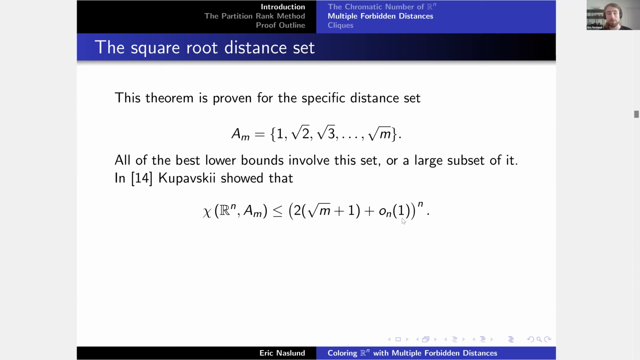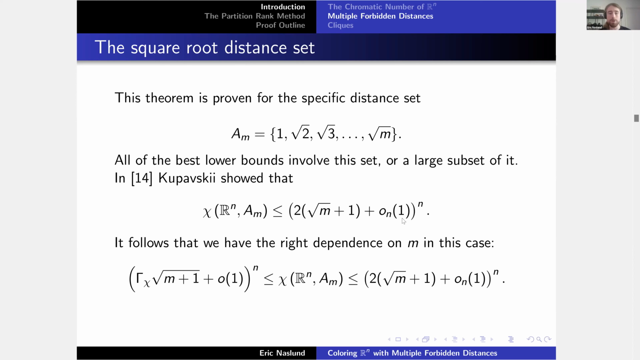This upper bound is due to Kupovsky, and it is a kind of sphere packing argument. Basically, you use a random lattice and make spheres around each of the points. If you make the spheres really small, you can shift it, and it looks a lot like the hexagonal lattice we had at the start. It's actually the same idea as the hexagonal lattice for the original Hadwiger-Nelson problem, but it's a multi-dimensional version. So we end up with these bounds where we have the right dependence on m in this case.